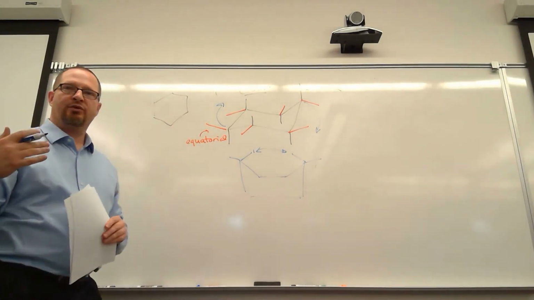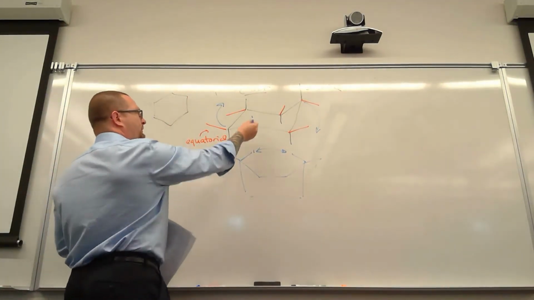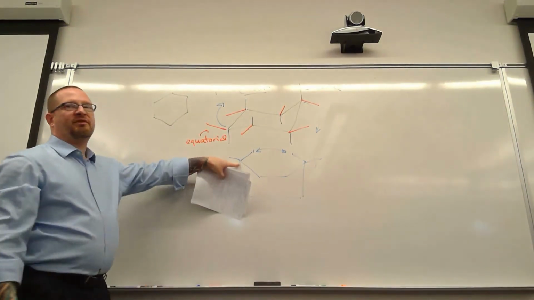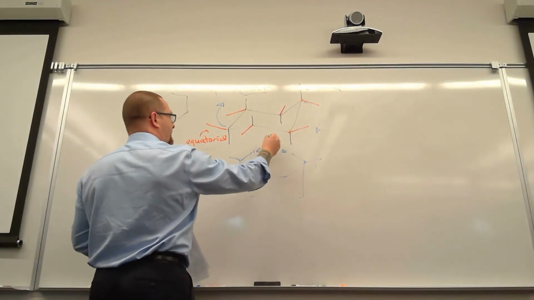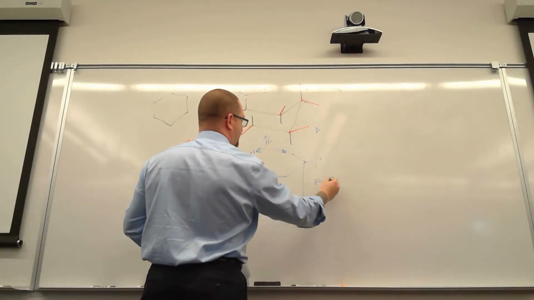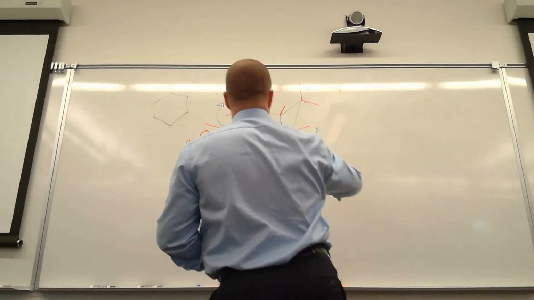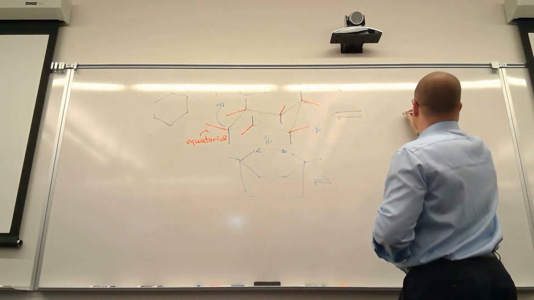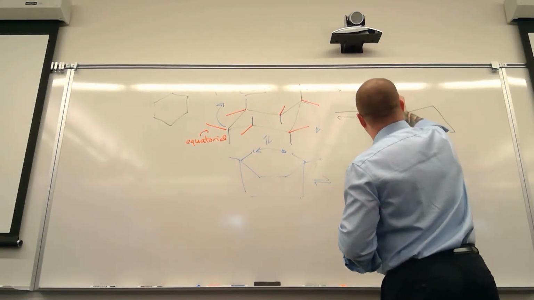And then as part of equilibrium, it has a choice. It can either rotate back down to where it was originally, or it can stay up, and this one can get pushed down to the opposite chair. So we have an equilibrium process here, and then we have an equilibrium process going to the other chair conformation. And what that looks like is like this.